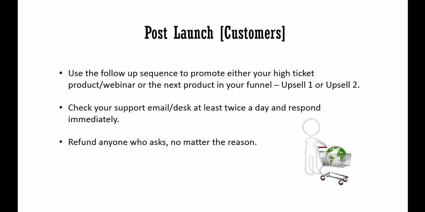So use your follow-up sequences to promote either the high ticket product webinar or the next product in your funnel. Okay, so remember when we looked at creating our follow-up sequences and looked inside the autoresponder, we created a number of lists for each product, and then we used automation to make sure when somebody subscribes to the upsell one list, they're removed from the front end list. So within your follow-up sequence, for the next 5-7 days, you need to be promoting your upsell. Okay, this is to get people through the funnel. You need to make sure these guys are buyers, and it's obviously going to make you more money.